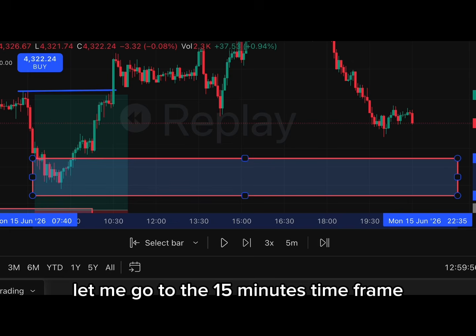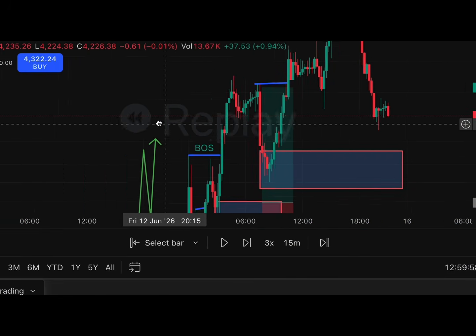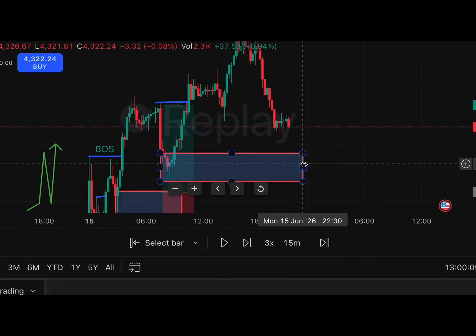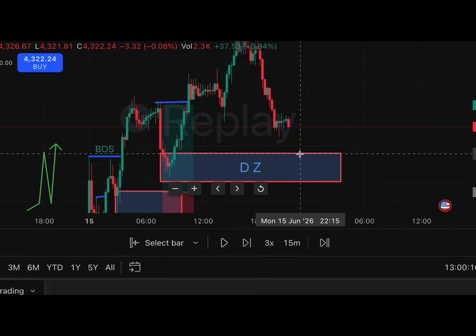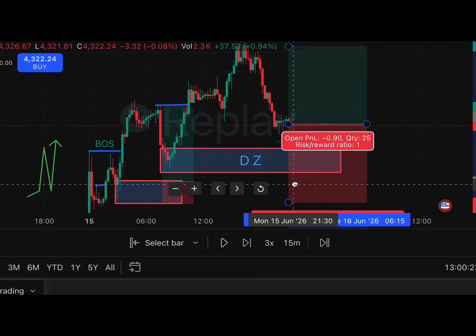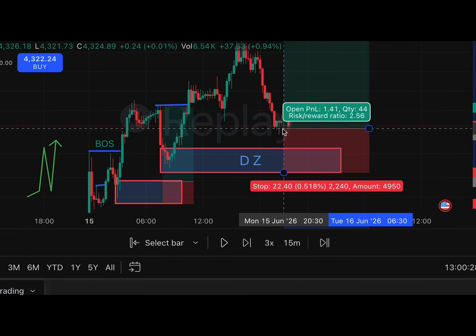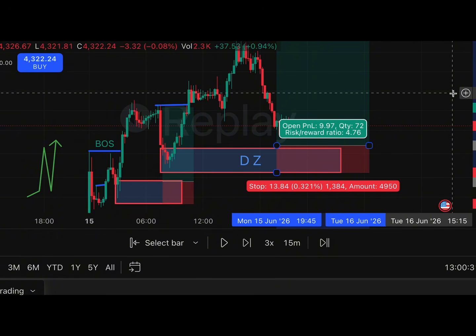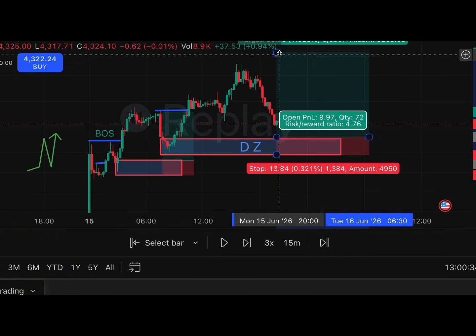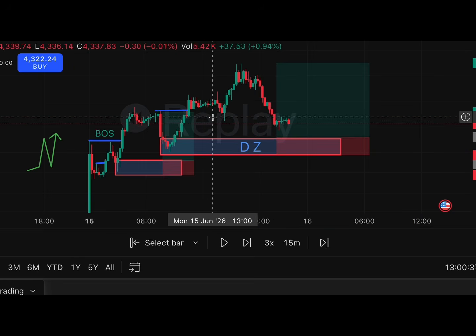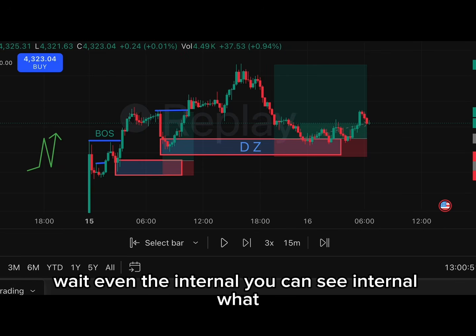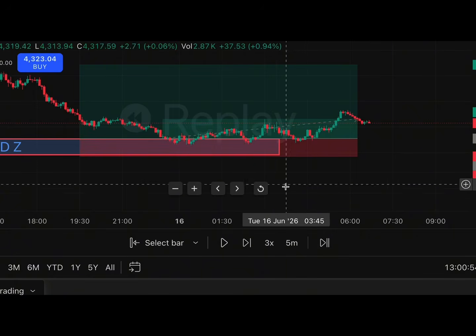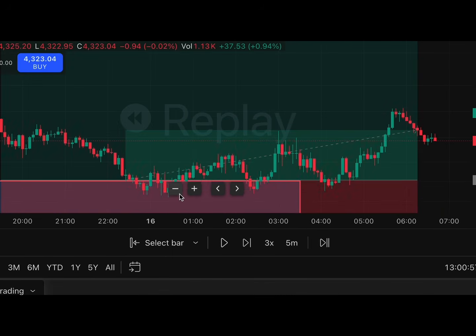Let me go to the 15 minutes time frame. Go higher. Demand zone. Wait, even the internal, you can see internal structure. Yeah, you can see the confirmation.